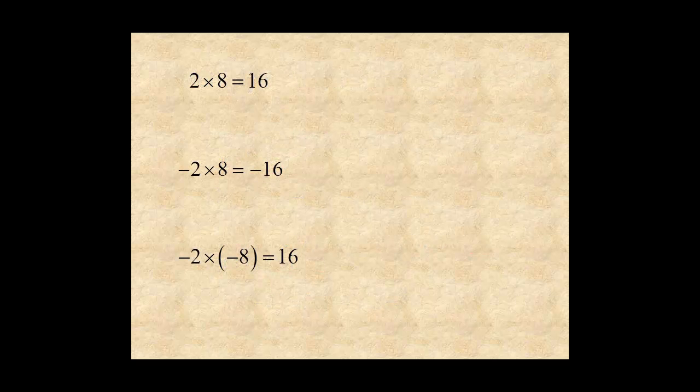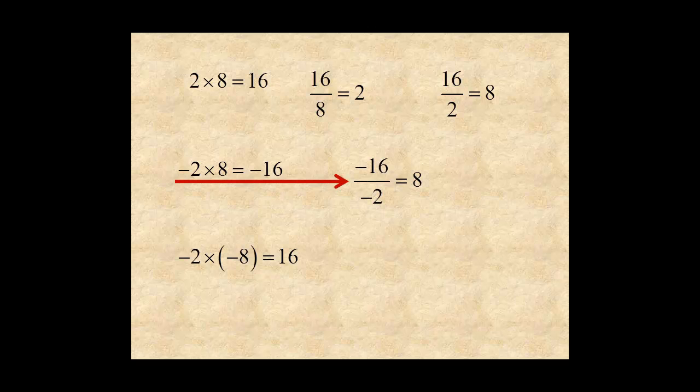The rules for dividing with negative numbers are similar because of the relationship between division and multiplication. Since 2 times 8 is 16, you know that 16 divided by 8 is 2. And also, 16 divided by 2 is 8. So, since negative 2 times 8 is negative 16, you can see negative 16 divided by negative 2 is positive 8, which shows the quotient of two negative numbers is positive.